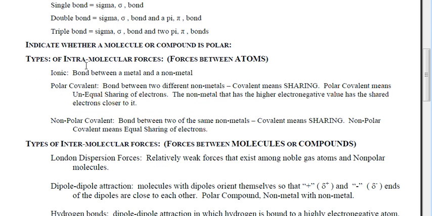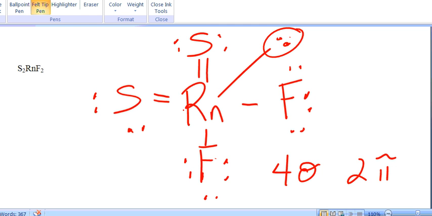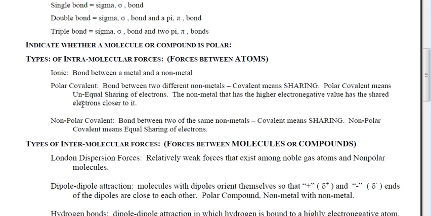And then the type of intramolecular forces between the sulfur and the radon, different nonmetals, so that's polar covalent. Between the radon and fluorine, again, different types of nonmetals, so that is also polar covalent. Okay, so we have polar covalent bonding.